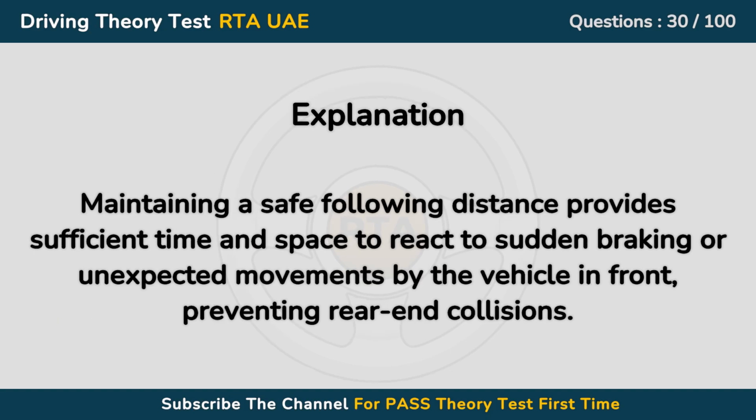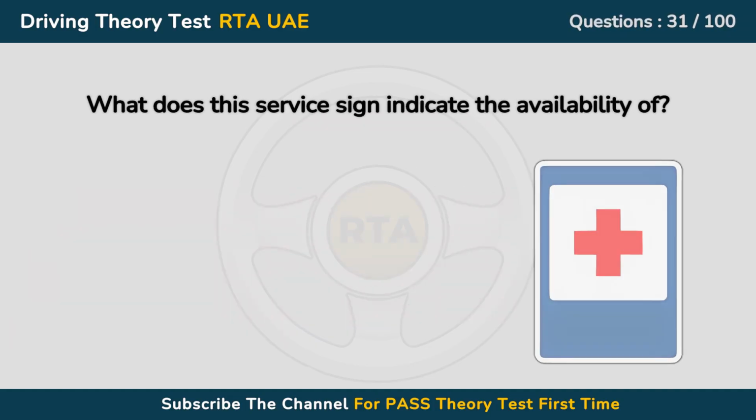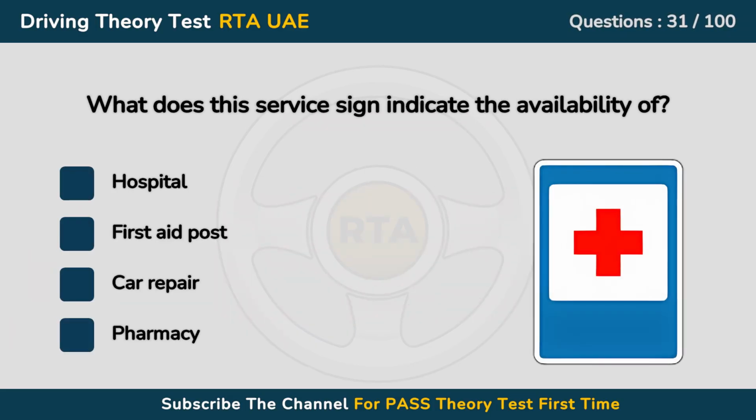Maintaining a safe following distance provides sufficient time and space to react to sudden braking or unexpected movements by the vehicle in front, preventing collisions. Question 31. What does the service sign indicate the availability of? A. Hospital. B. First aid post. C. Car repair. D. Pharmacy.